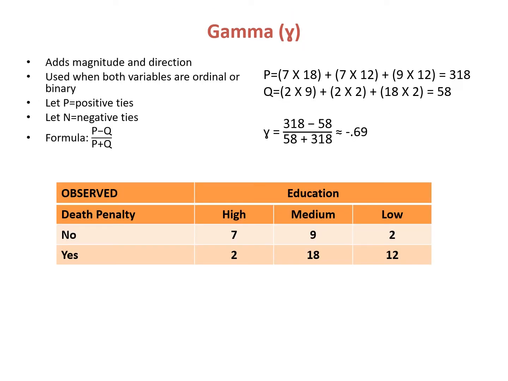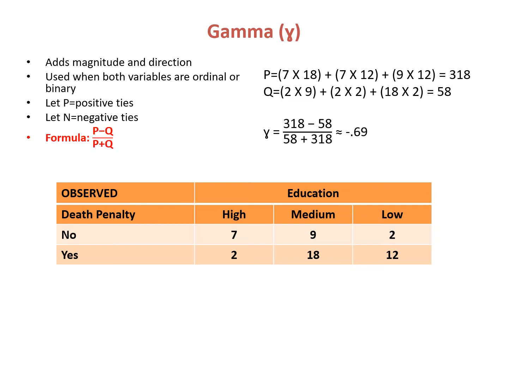Gamma is built on the logic of ties. Each cell is said to have ties to other cells. We look at each combination of pairs through the whole table. A tie is said to be positive if the second cell has a higher value on both variables than the first cell. A tie is said to be negative if the second cell has a lower value on the first variable and a higher value on the second.